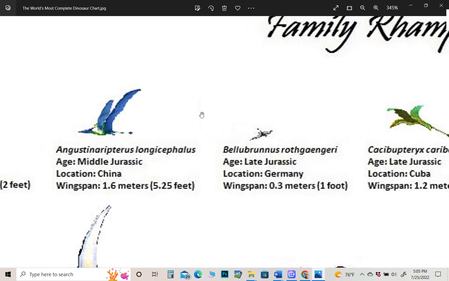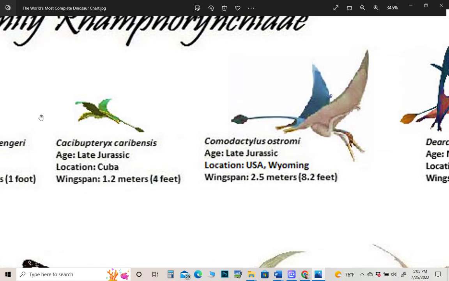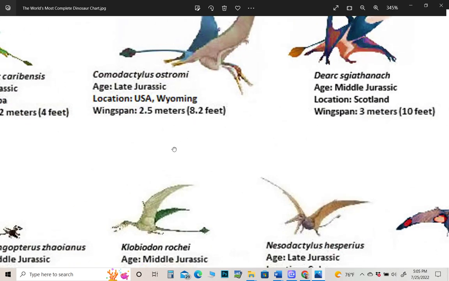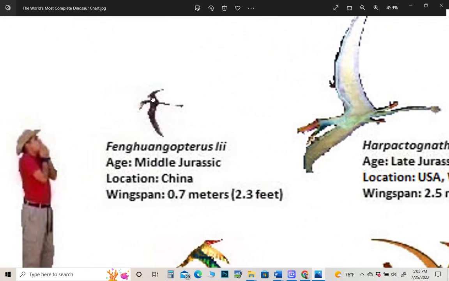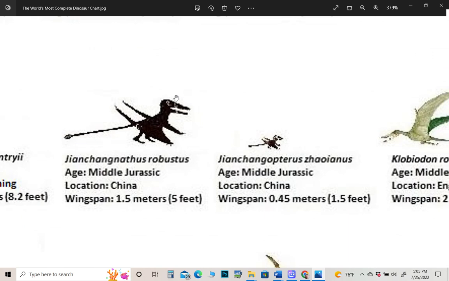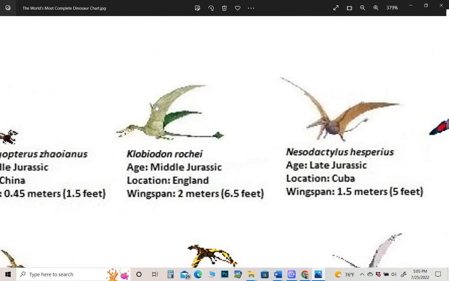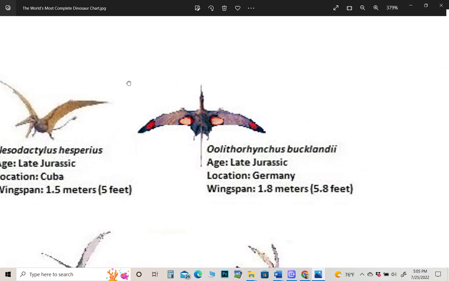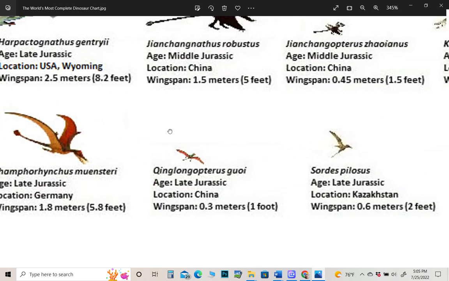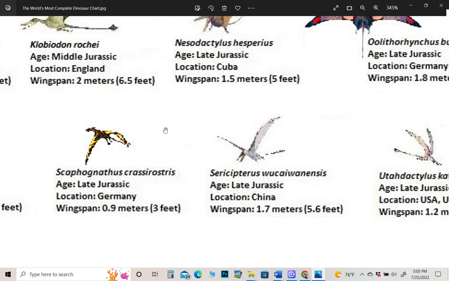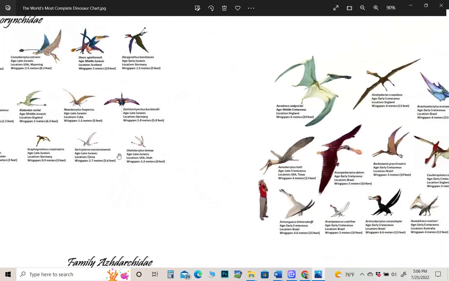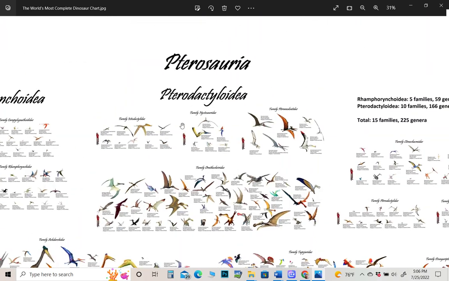Alcaruan, Angustinaripterus, Bellubrunnus, Cacibupteryx, Comodactylus, Dorygnathus, Fenghuangopterus, Harpactognathus, Qianchanognathus, Qianchanopterus, Klobiodon, Nesodactylus, Ulithorhynchus, Orientognathus, Rhamphorhynchus, Qinlongopterus, Sordes, Scaphognathus, Sericipterus, Utaodactylus. Now we go to the pterodactyloids.